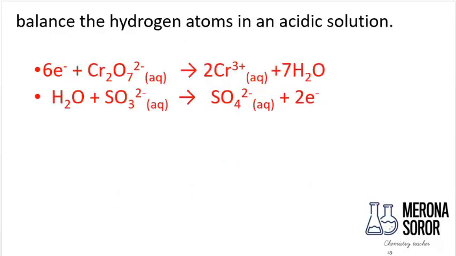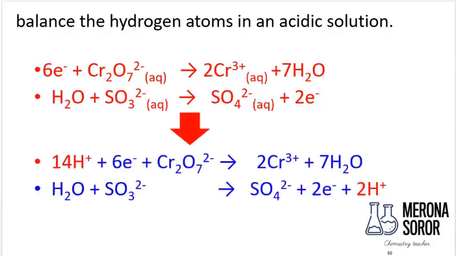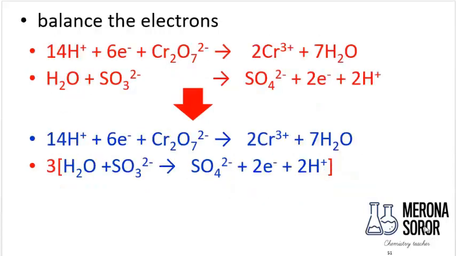Next step, balance the hydrogen atoms in an acidic solution. Now we have to balance the hydrogen that we put in the form of water, 7H2O in the product, so we have to add 14 hydrogen ions in the reactants to balance the number of hydrogens in the product and reactants. In the second equation, we have to put 2 hydrogen ions in the product to balance the amount of hydrogen added in the reactants.